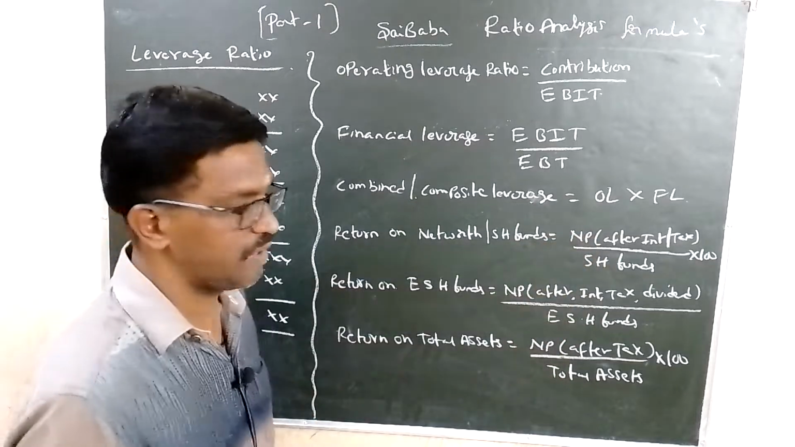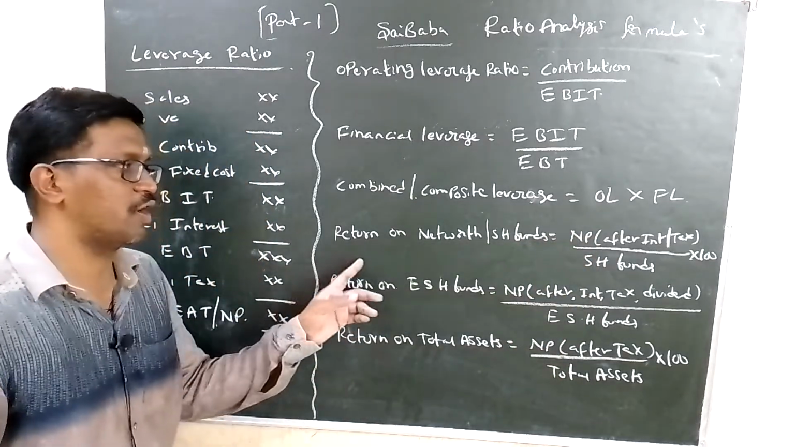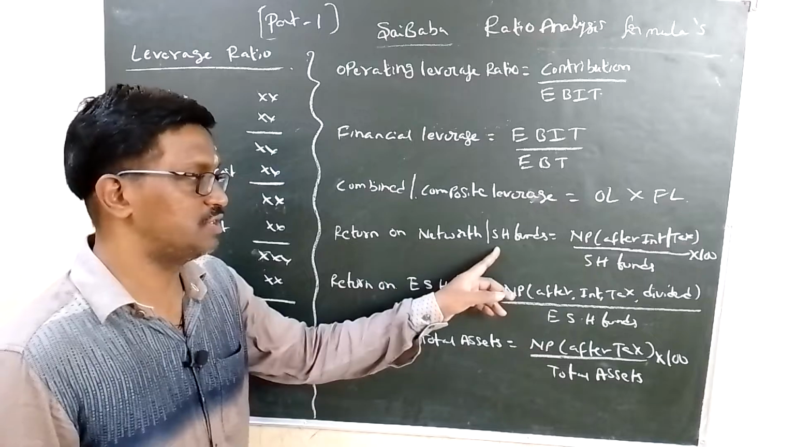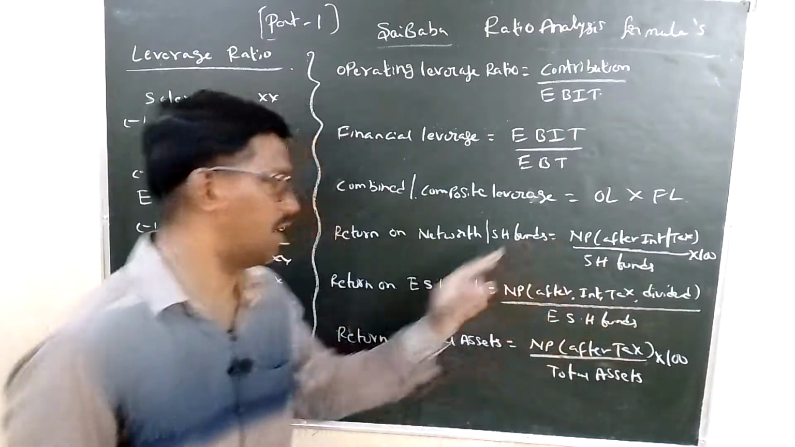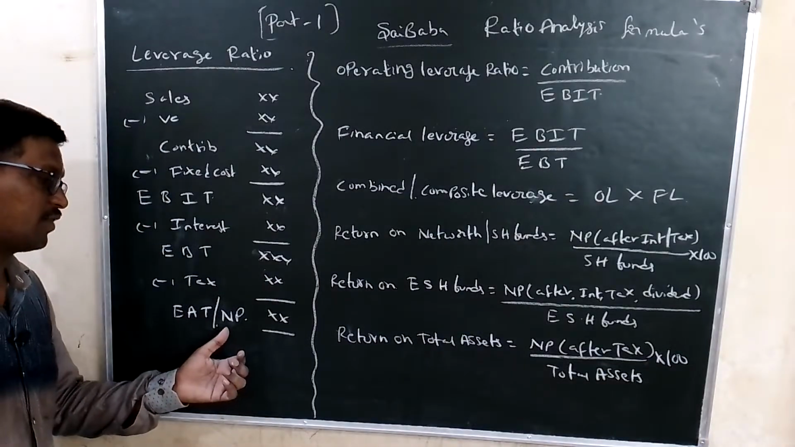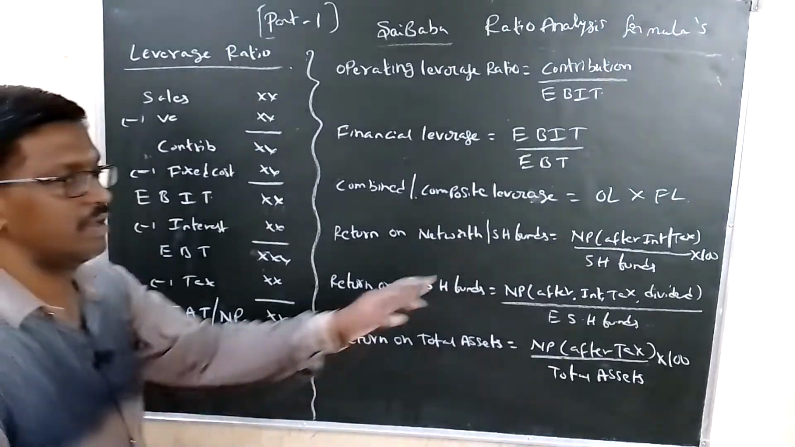Okay, next one, return on net worth. Net worth and shareholder funds are both the same. Net profit after interest and tax, which here means earnings after tax, will be taken. Net profit by shareholder funds into 100.